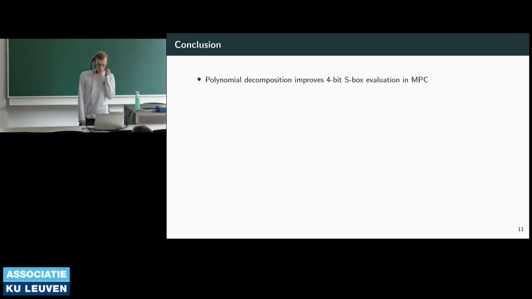Then, to conclude, in this paper we show that if you use a polynomial decomposition, you can improve the evaluation of any 4-bit S-box in MPC. So it's not specific to Skinny's 4-bit S-box, but you can use any 4-bit S-box. We also show that you cannot do the same approach to improve the 8-bit S-boxes. You can apply it, but it will be slower and cost more multiplications than doing the Boolean circuit.